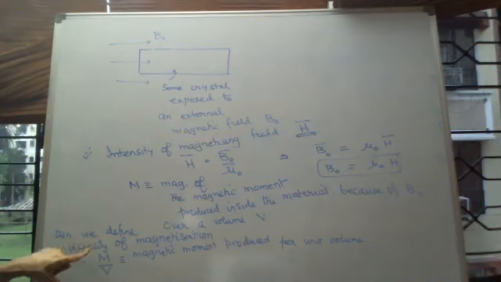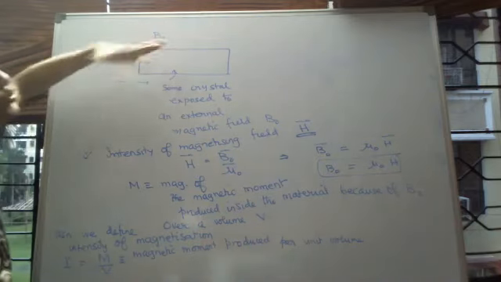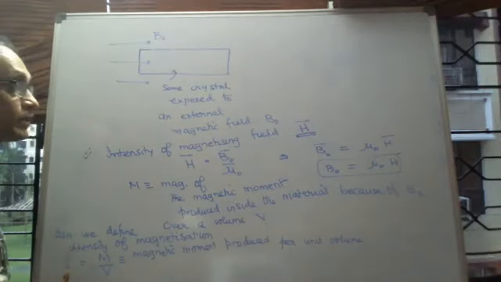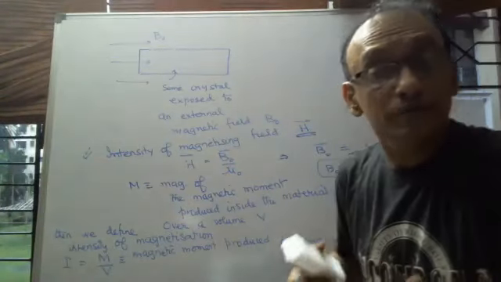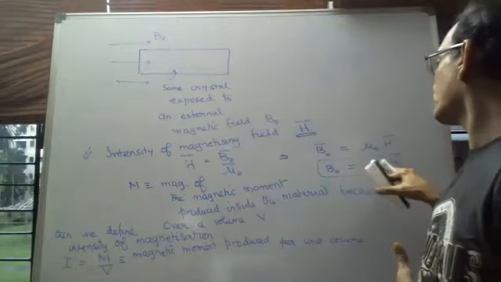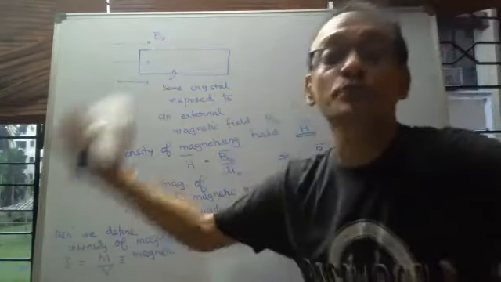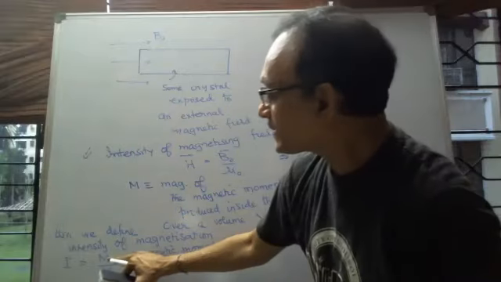Then we define intensity of magnetization I as magnetic moment produced per unit volume because of B naught. ये अंदर ना magnetic moments produce हो जाएगा, मतलब material magnetize हो जाएगा. That will be measured by I. H measures क्या? The magnetizing field, intensity of magnetizing field B naught by mu naught. I क्या measure करता है? कितना magnetization produce हुआ, magnetic moment per unit volume.